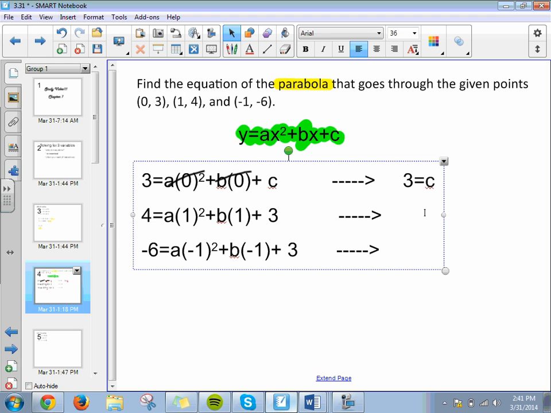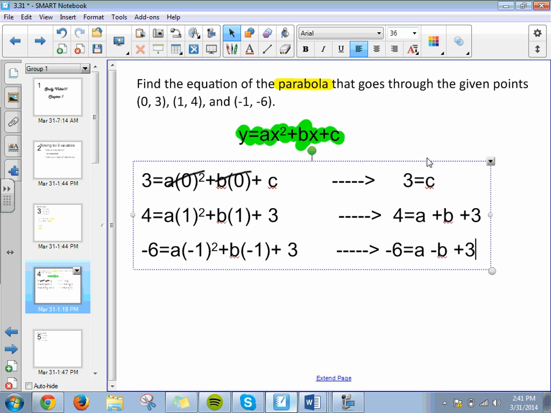So I'm going to say that 4 is equal to 1a. 1 times a is just a, plus 1 times b, just b, plus 3. In my next equation, I have that negative 6 is equal to negative 1 squared is 1, so we're left with a positive a. Negative 1 times b is negative b, again plus 3.